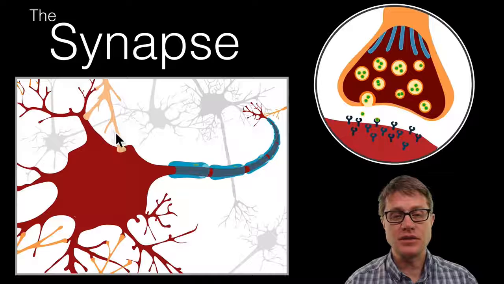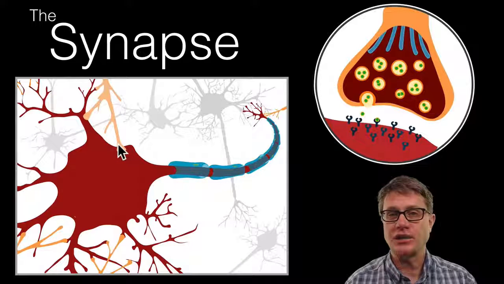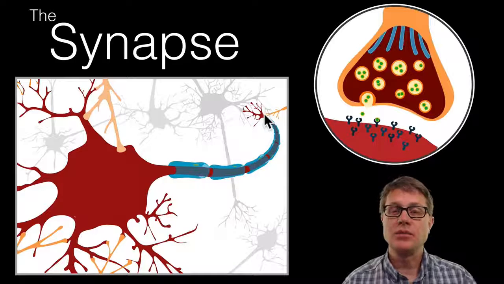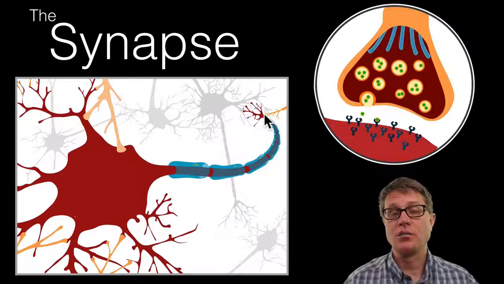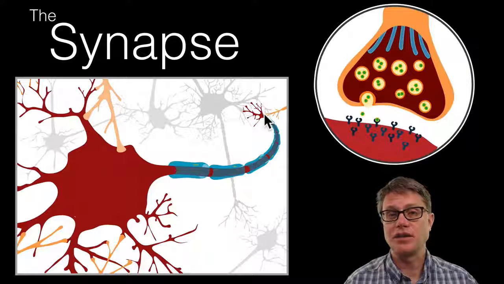But if we look at this neuron here and this neuron, the information has to get from this axon to this cell body or to this dendrite, and then the same thing down here. And we use synapses to do that. We're mostly going to be talking about chemical synapses in this video.